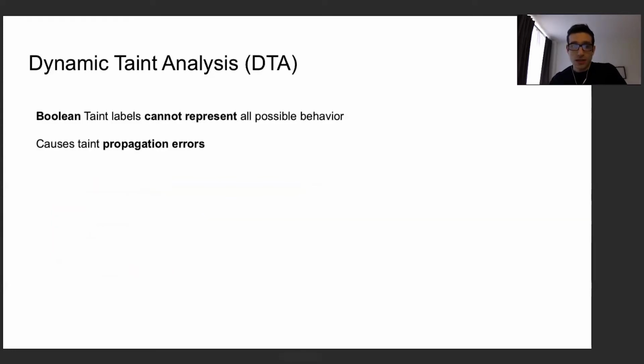However, DTA is limited because the Boolean data flow approximation encoded in the taint labels cannot represent all possible program behaviors. This causes taint propagation errors.